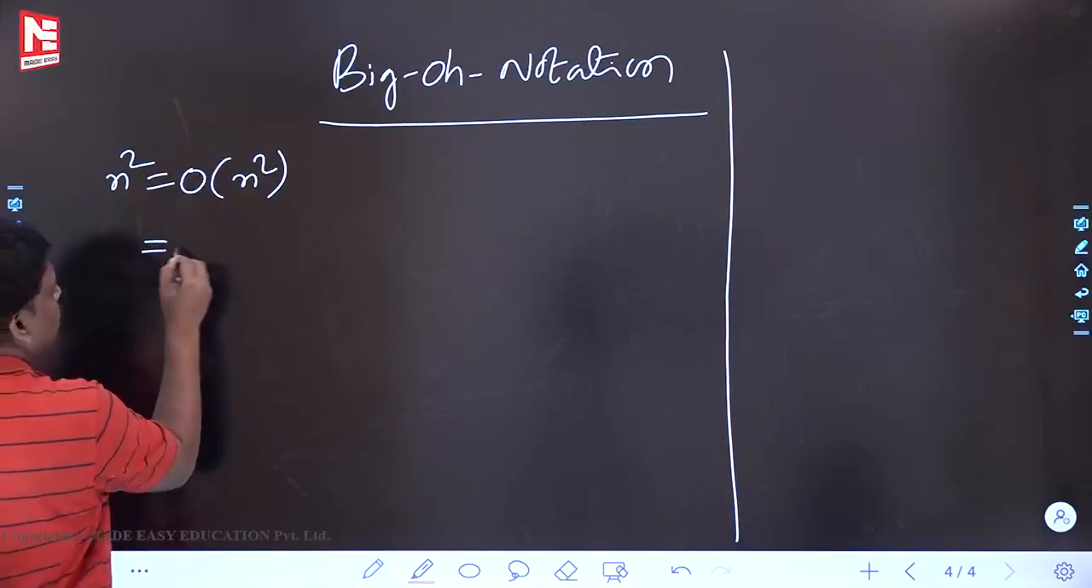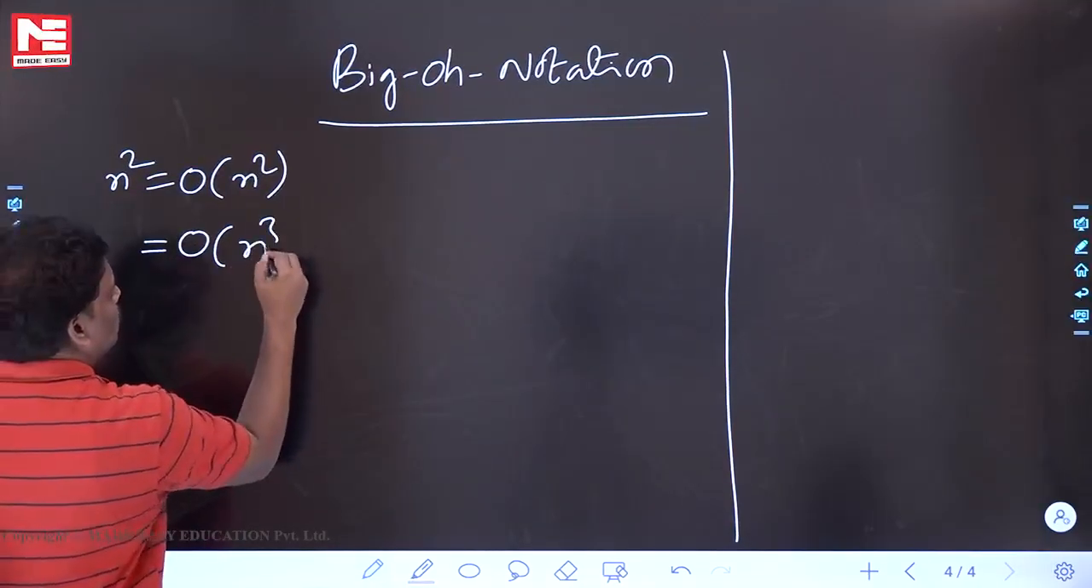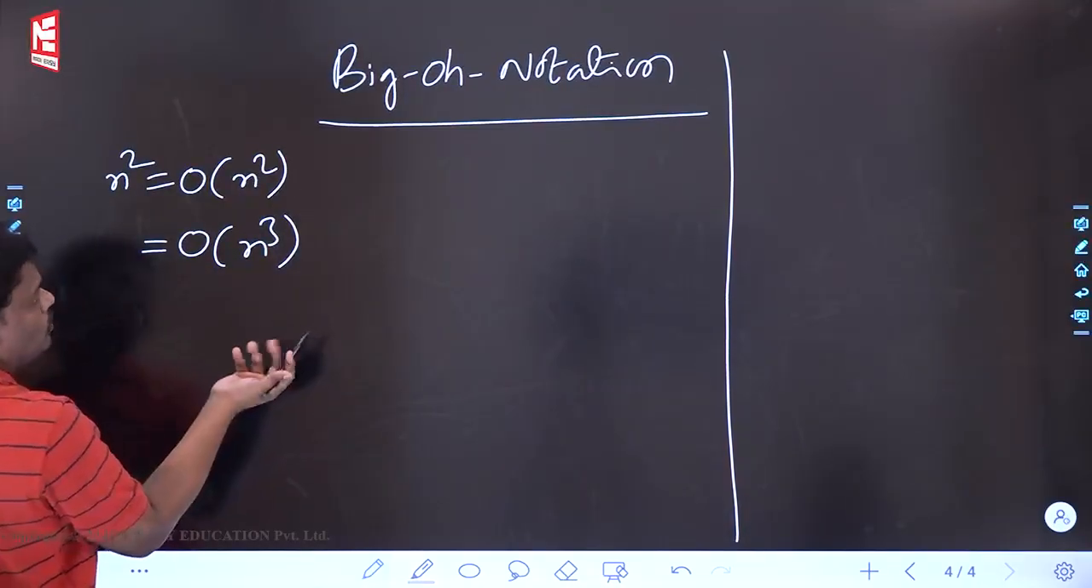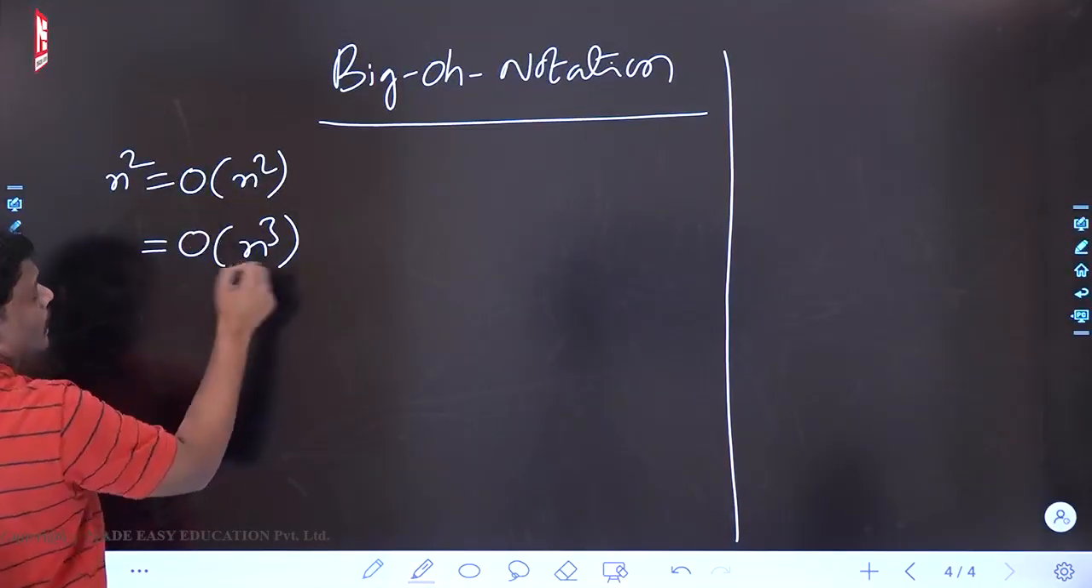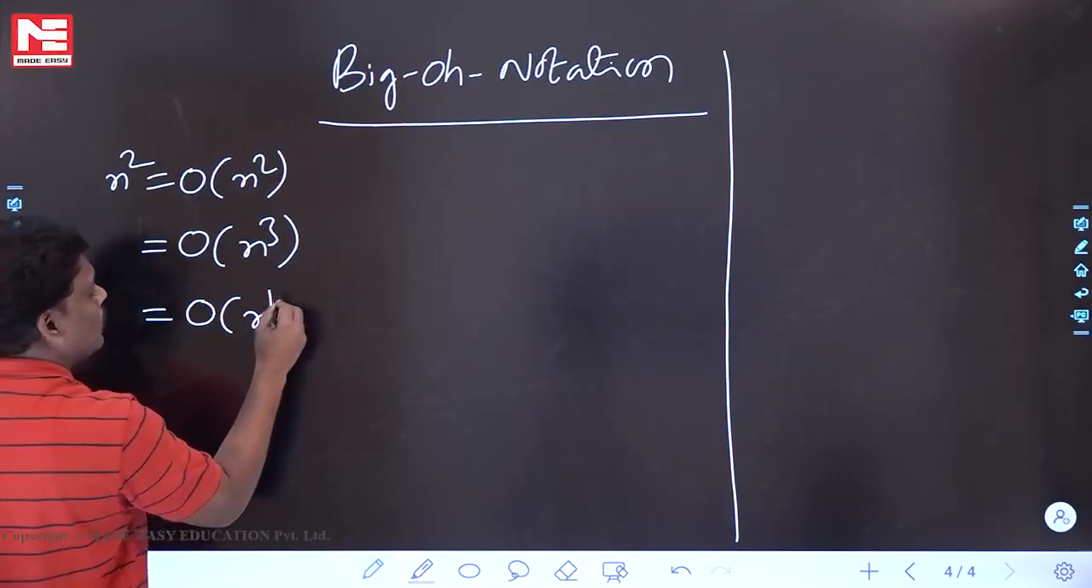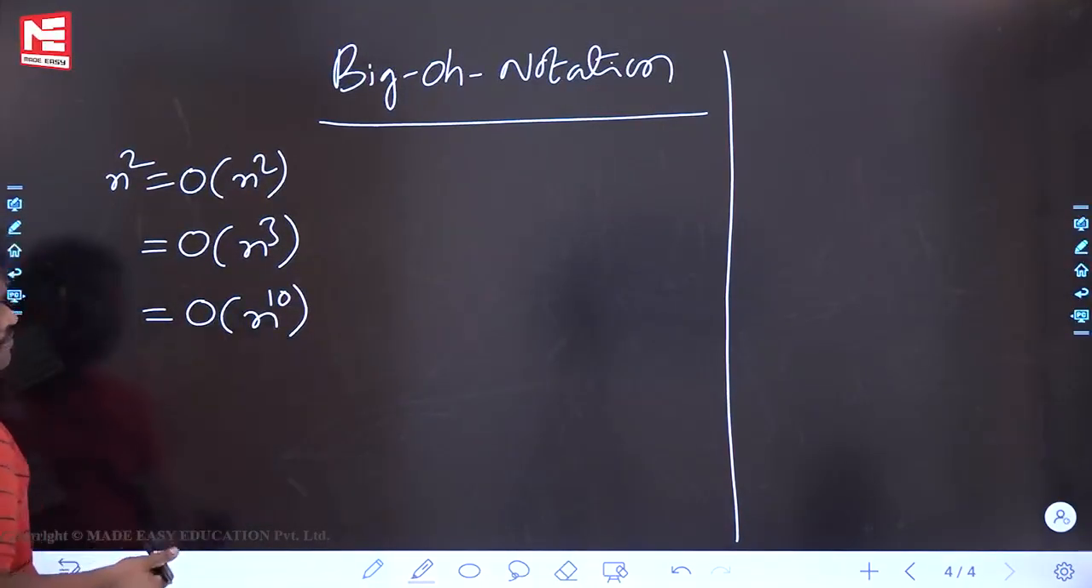Next one, n square is big O of n cube. Is it right or wrong? Of course. What is the meaning of big O? The right side will be greater or equal also. It is equal, that is fine. Greater also okay, fine. Next one, what about this one? N square is big O of n power 10. That is also right.